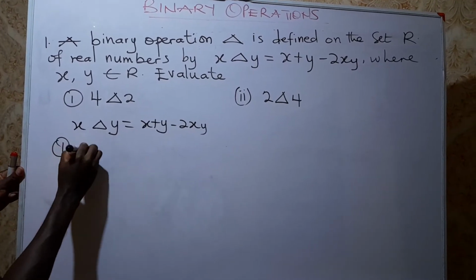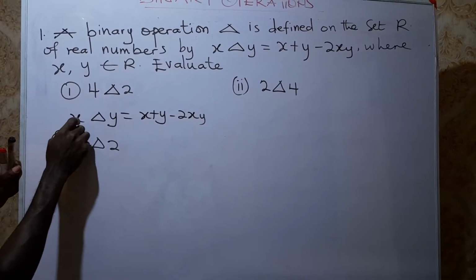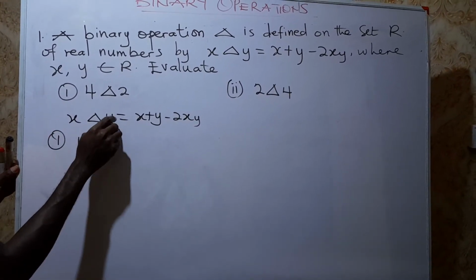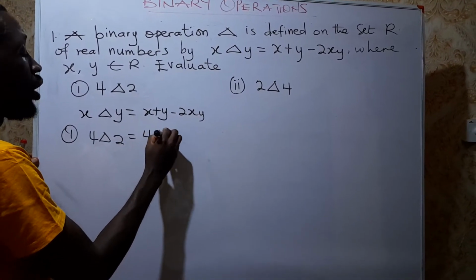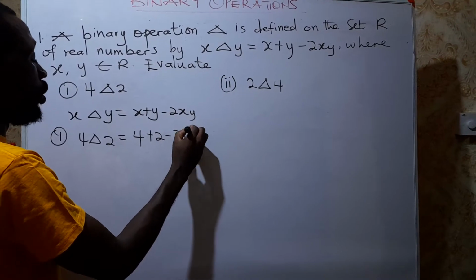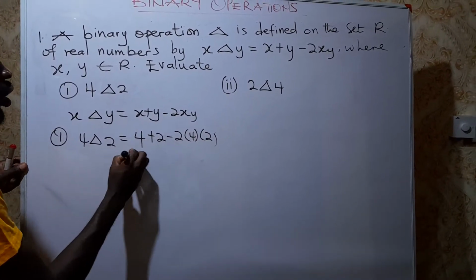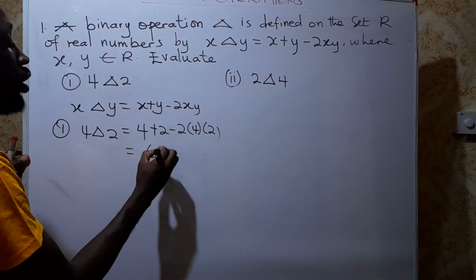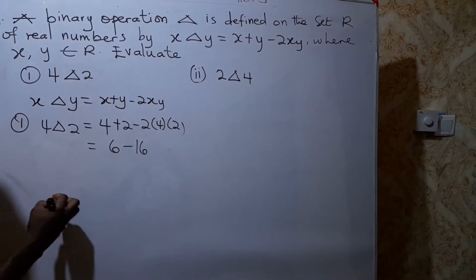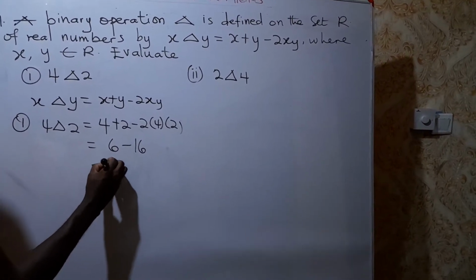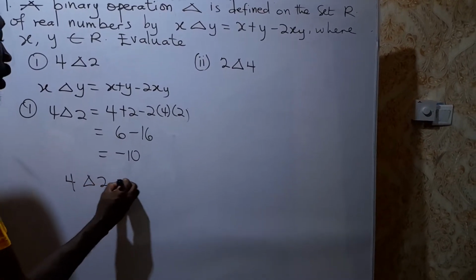Then, if you are asked to find 4 delta 2, it simply means that any place we see x, we substitute the 4. Any place we see y, we substitute the 2. So this will be equal to 4 plus 2 minus 2 times 4 times 2. What do we have? 4 plus 2 is 6. 2 times 4 is 8, times 2 will be 16. So minus 16. 6 minus 16 is negative 10. Then we can say 4 delta 2 is equal to negative 10.